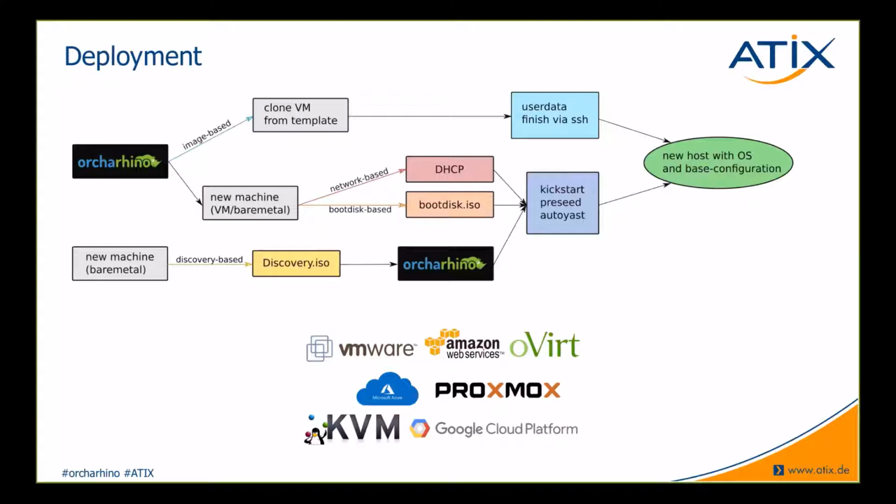With a discovery image, you have the possibility to connect your new bare metal server directly to the Orcharhino without choosing which operating system will be rolled out. And after the host is discovered by Orcharhino, you can configure it with an operating system, and then it will install the operating system. For the virtual machines, there are different hypervisors we support.